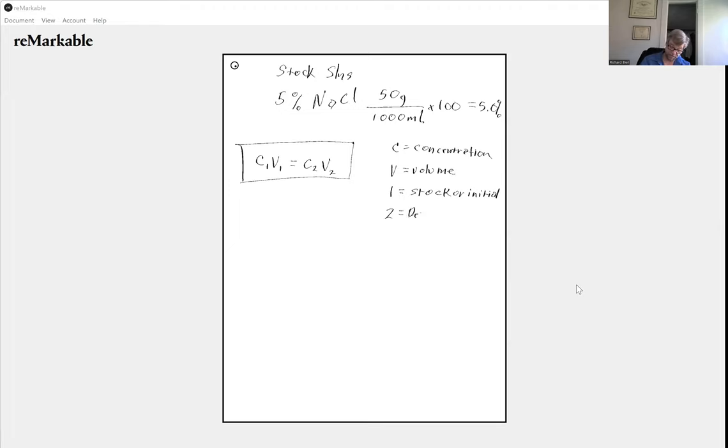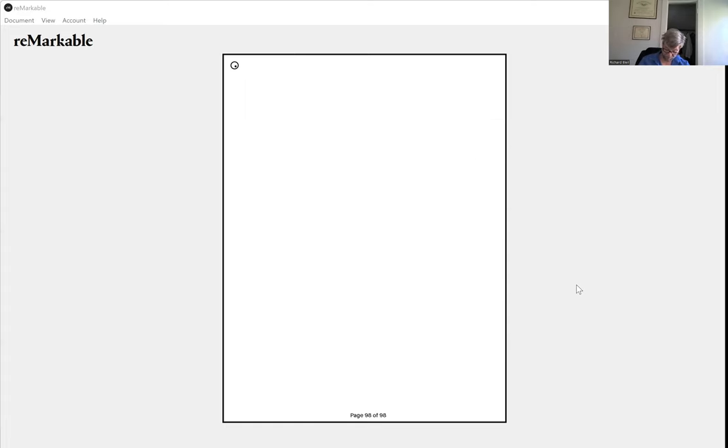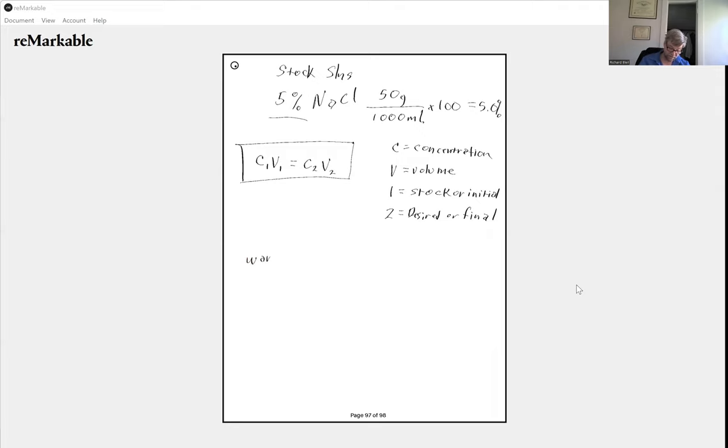Let's do this in English. So in the above solution, we have 5% sodium chloride as our stock solution. Suppose we want 750 milliliters of 0.05% sodium chloride that we're going to be using in an experiment. We have 5%. How do we make it? Well, our initial concentration is 5%. Our desired volume, our final volume, is 750 milliliters, and our desired concentration is 0.05%. You will always have three of these four.